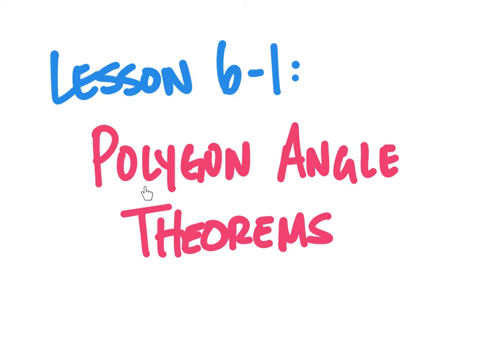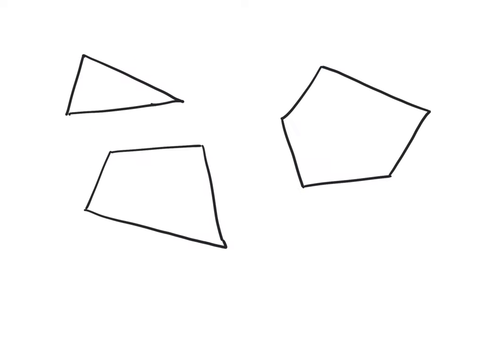So if it had 5 sides, we'd call it a pentagon. 6 sides, we call it a hexagon. At some point, we just call them n-gons, where n is the number of sides on that polygon. So like a 13-sided polygon, we just call it a 13-gon. But we're going to be looking at those polygons, and we're going to be looking at a couple theorems having to do with their angles, both their interior angles and their exterior angles. So let's jump right in.